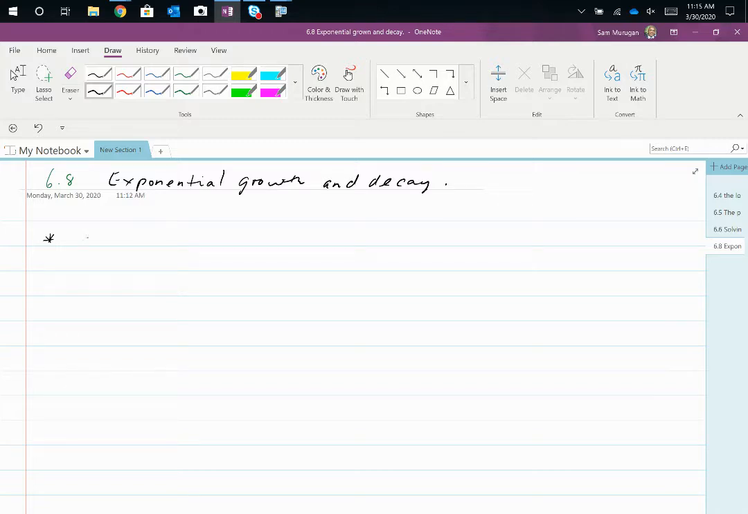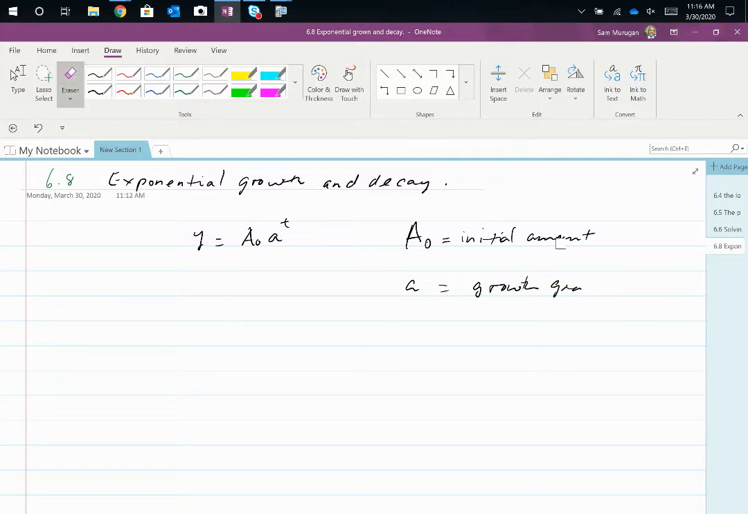Let's examine this. First, remember that our basic equation for an exponential function is y equals a0 times a to the power t, where a0 is the initial amount, a is the growth rate, and t is the time.